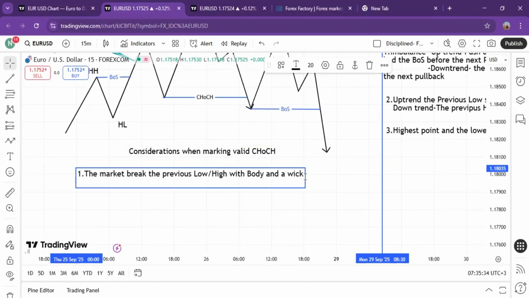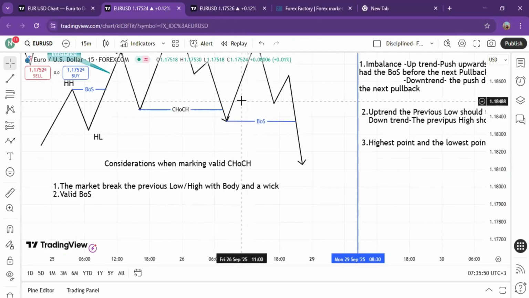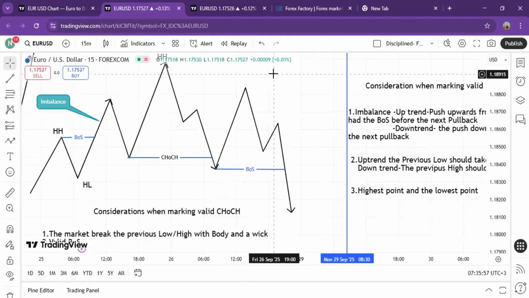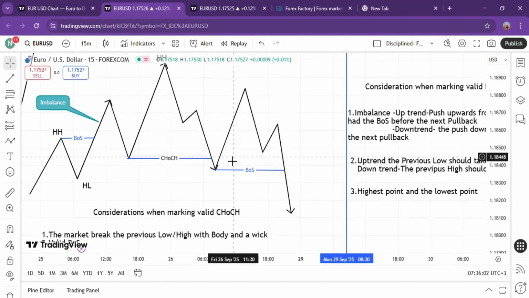Then the second rule that you need to know, now that we have changed the direction, is you need a valid BOS. Reason being, we can have a change of character, yes, but the market can continue moving up, like the market can continue with the same trend. Reason being, the market was just taking out liquidity, like the first scenario which I gave at this point.